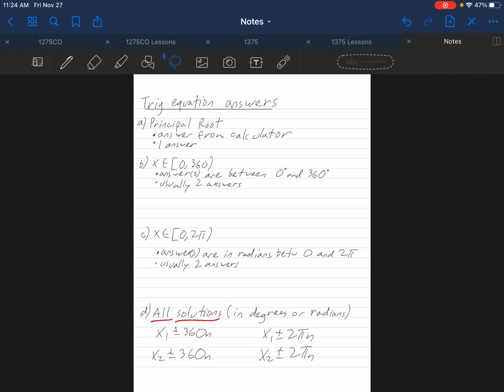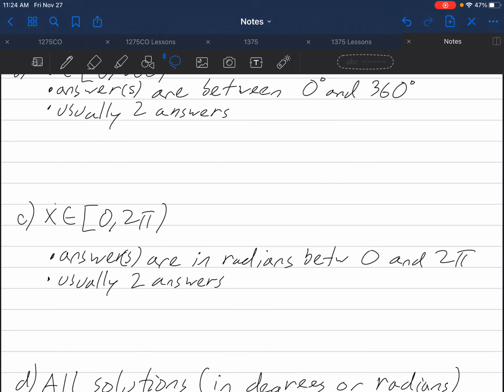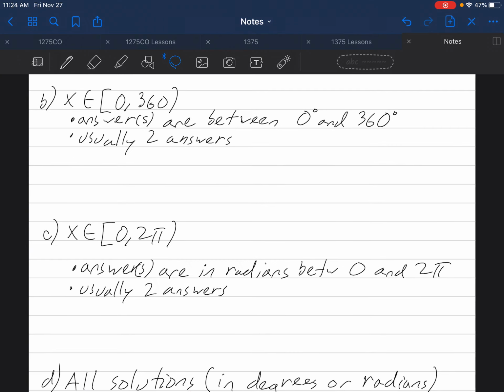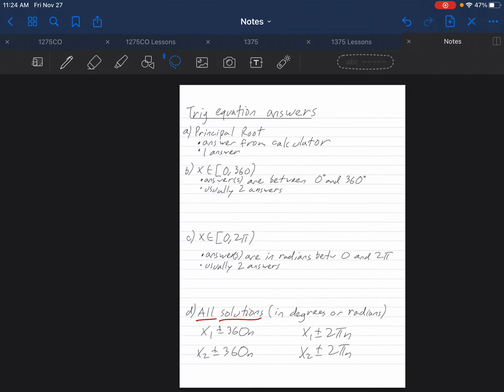And your answers can also be asked for x is an element from 0 to 2 pi. That's the same exact values, just turned into radians. So make sure your calculator is in degrees. We're going to figure out how to find all our answers in degrees and then use that as an intermediary step to get to radians. So we can use our conversion.